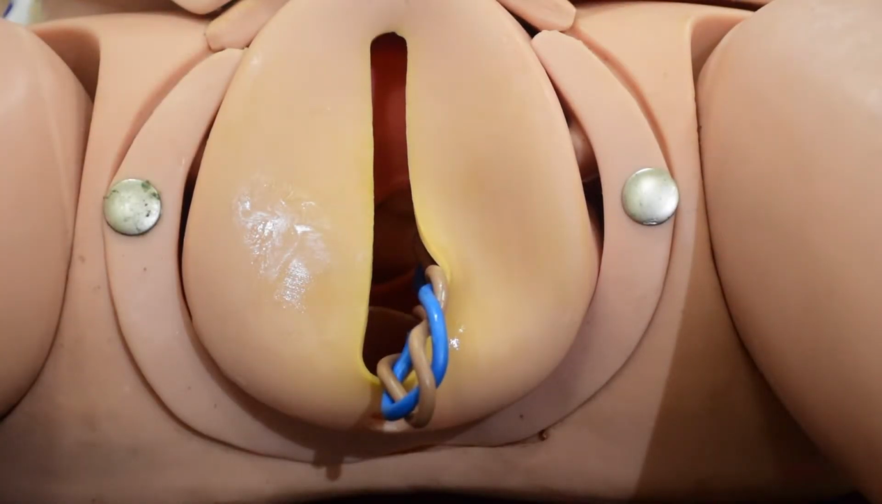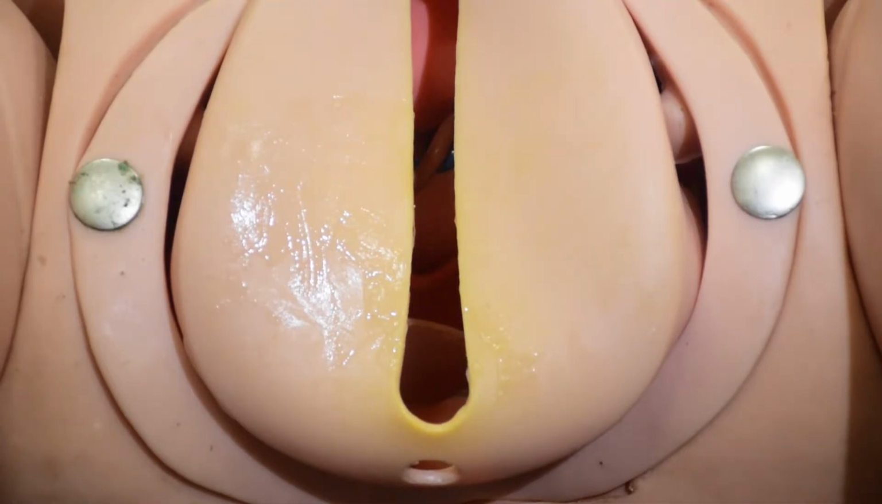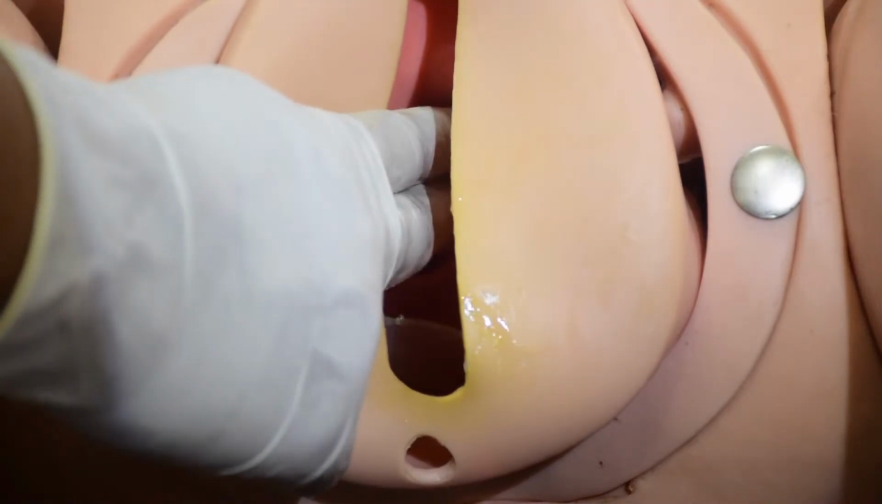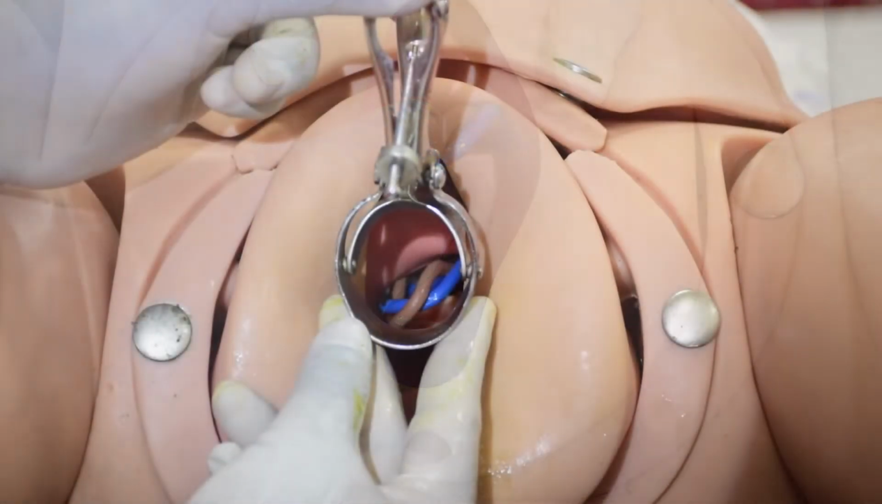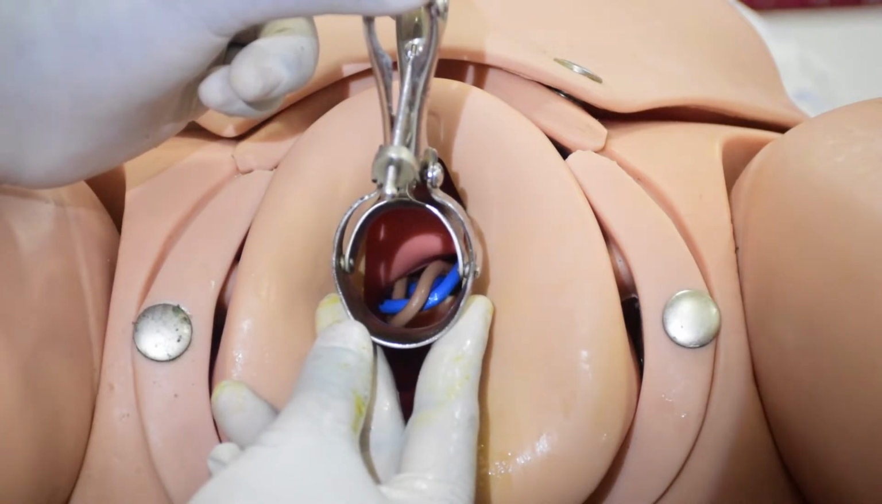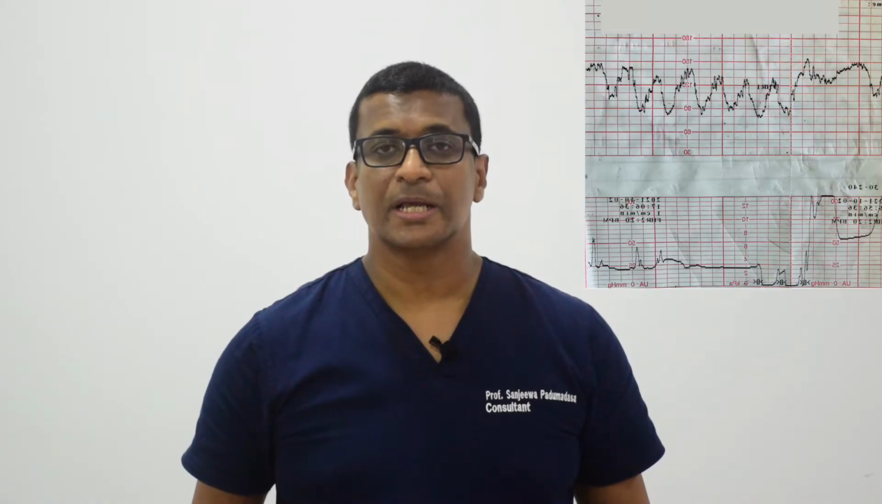In overt cord prolapse, loops of the umbilical cord can be seen outside the introitus or felt within the vagina, or visualized on speculum examination. Usually, the only indication of occult cord prolapse would be fetal heart rate abnormalities. Once a diagnosis of cord prolapse is made, prompt action is required to save the fetus.